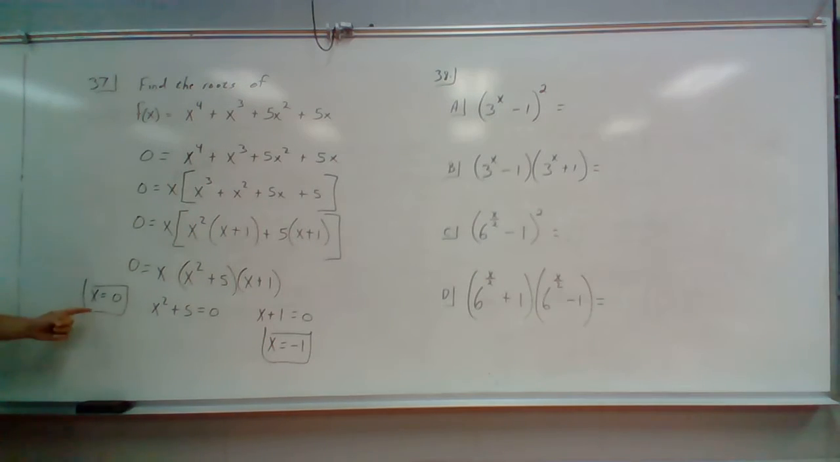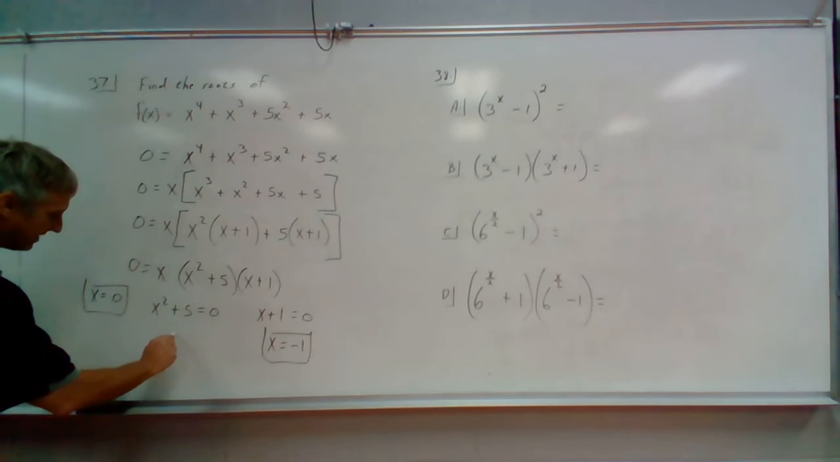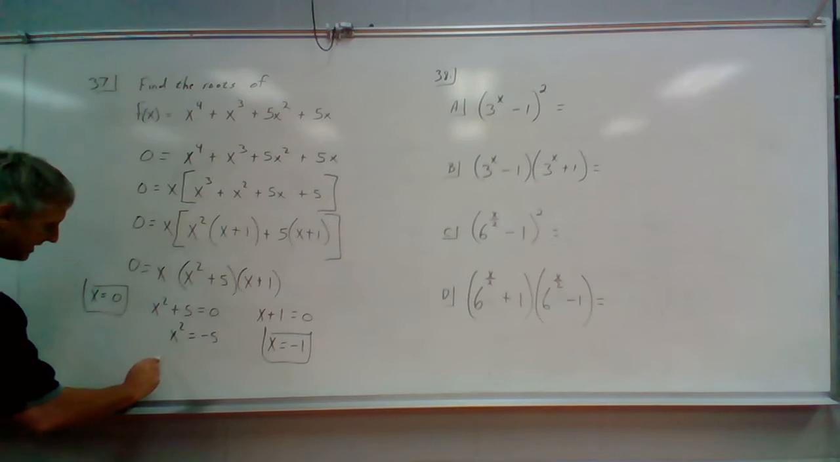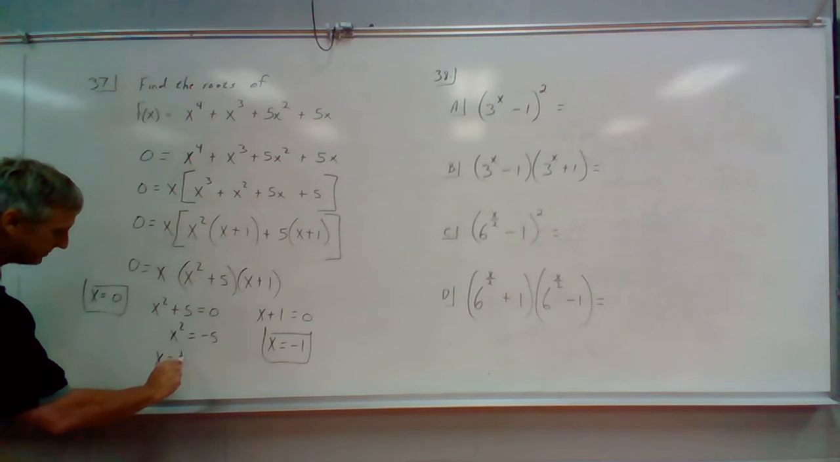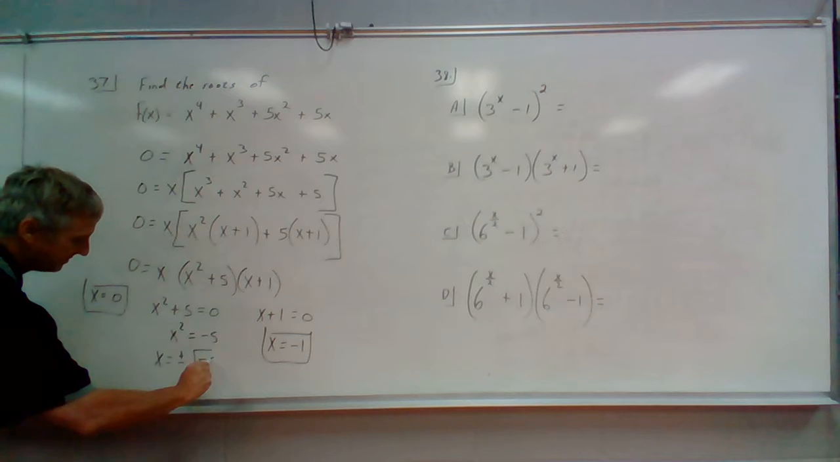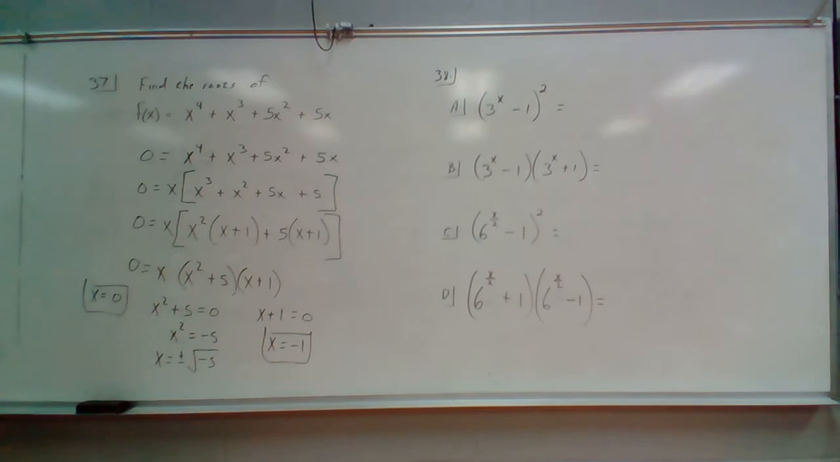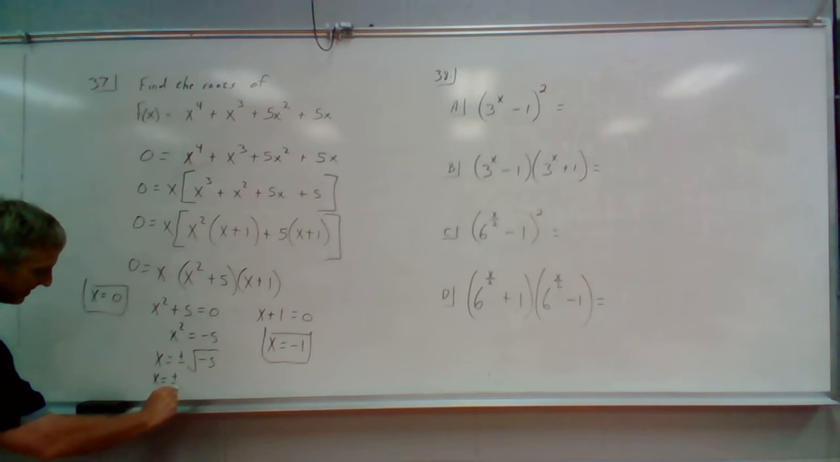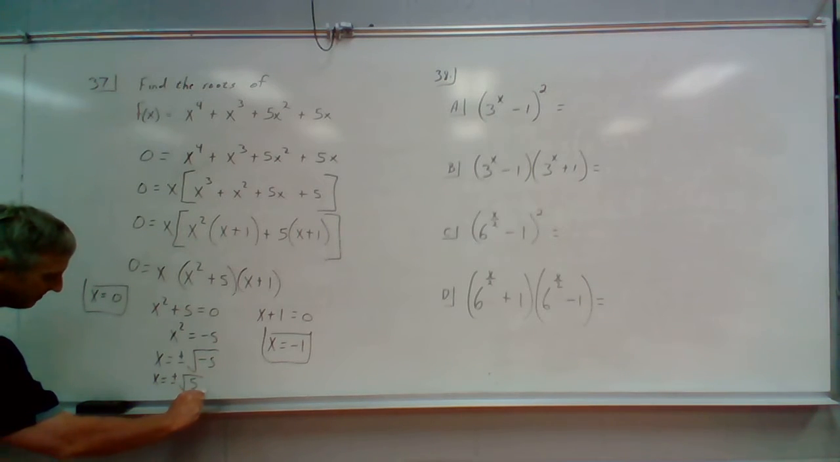So we found 2 roots so far, 0 and negative 1. Here we subtract 5 from both sides. X squared equals negative 5. Take the square root of both sides. You get x equals plus or minus the square root of negative 5. Remember, you get 2 solutions. The square root of a negative number is imaginary. So hopefully you can see this. I have x equals plus or minus the square root of 5 times i.